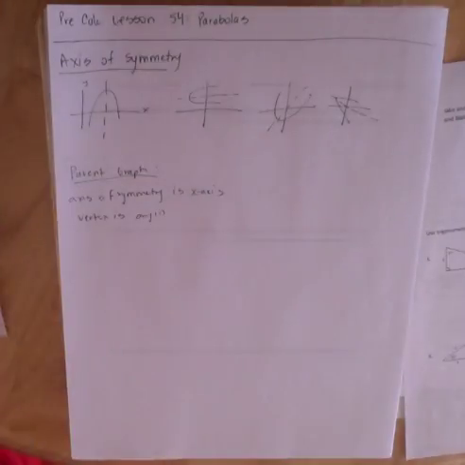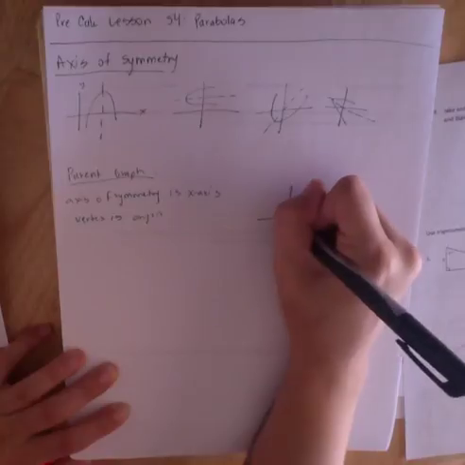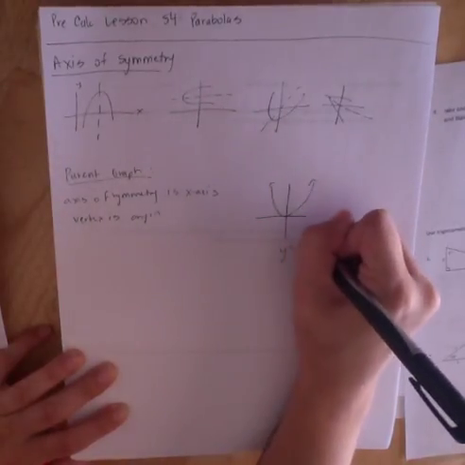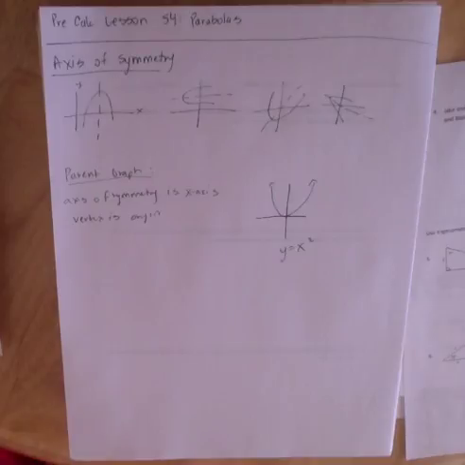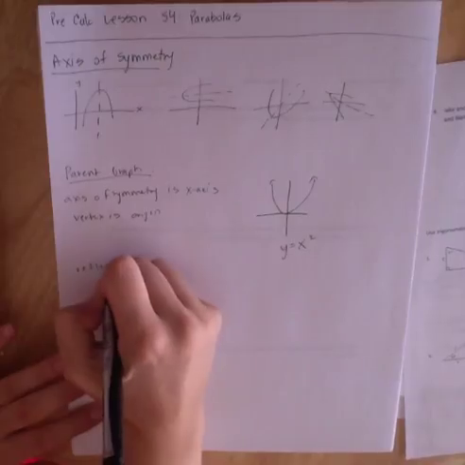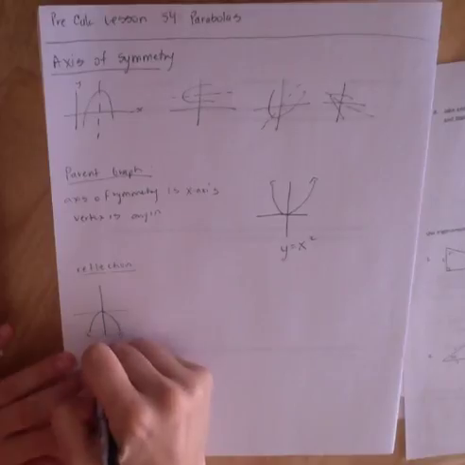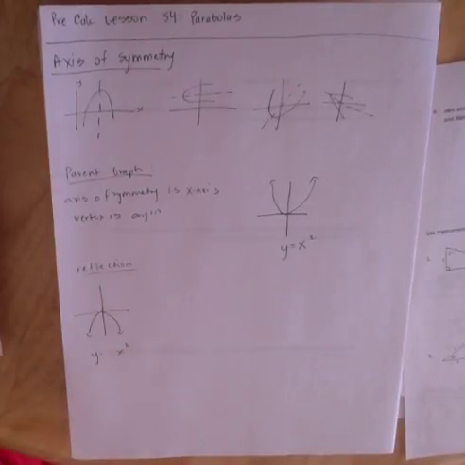Okay, now our parent graph, the axis of symmetry is the x-axis, and our vertex is the origin. It looks like this, and it is y equals x squared. This is a function, right? It passes our vertical line test. It is not one-to-one. It does not pass our horizontal line test, which means that it does not have an inverse. That's okay. And if we were to reflect it, our graph would look like this, and the equation would be y is negative x squared.